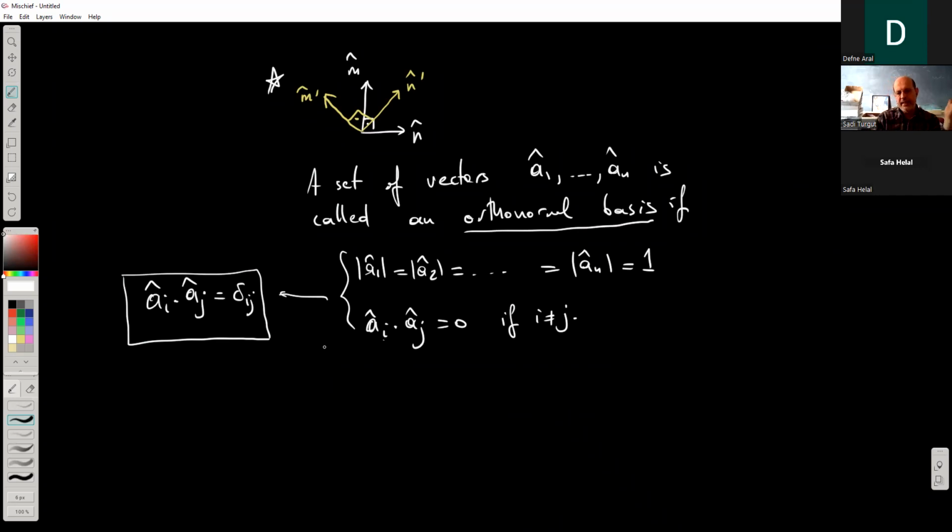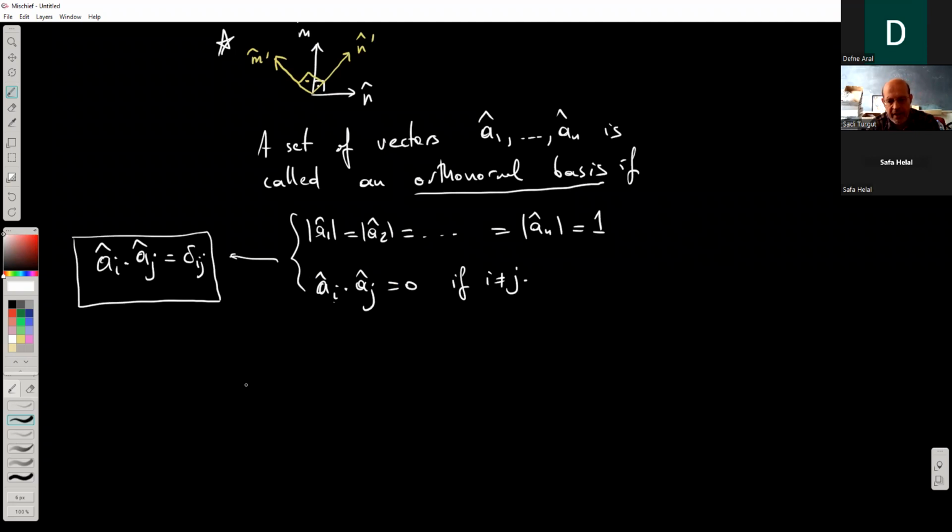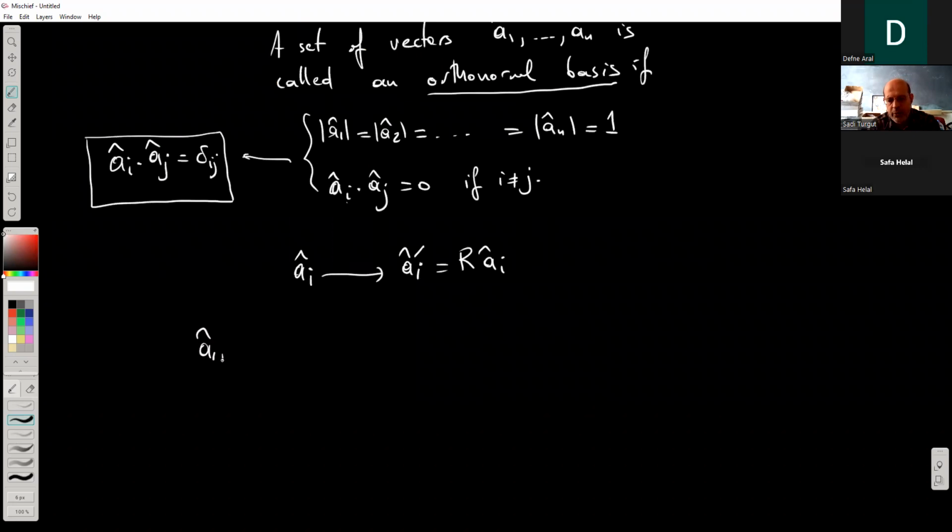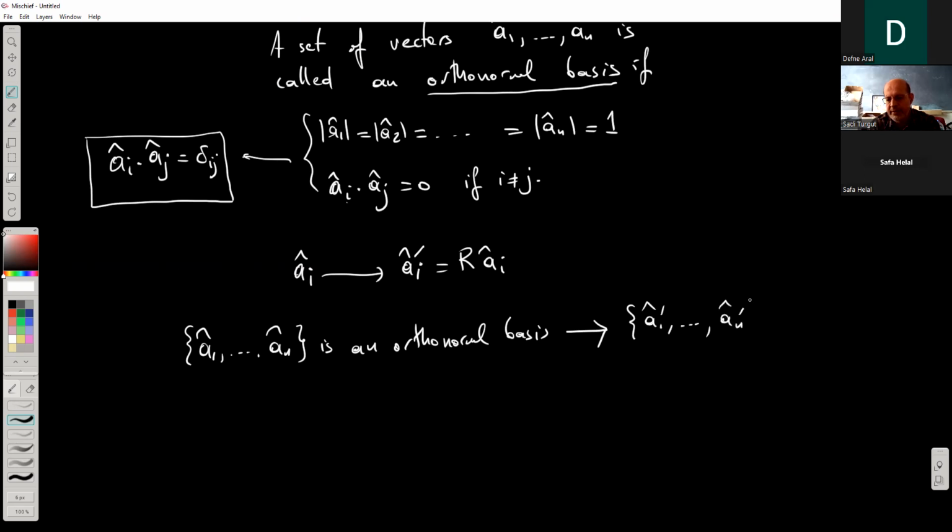Since these rotations preserve the dot product, under a rotation each of these vectors is going to be transformed into, let me call it Ai prime, after a rotation by R. So A1, ..., AN being an orthonormal basis implies that the rotated vectors are also an orthonormal basis.